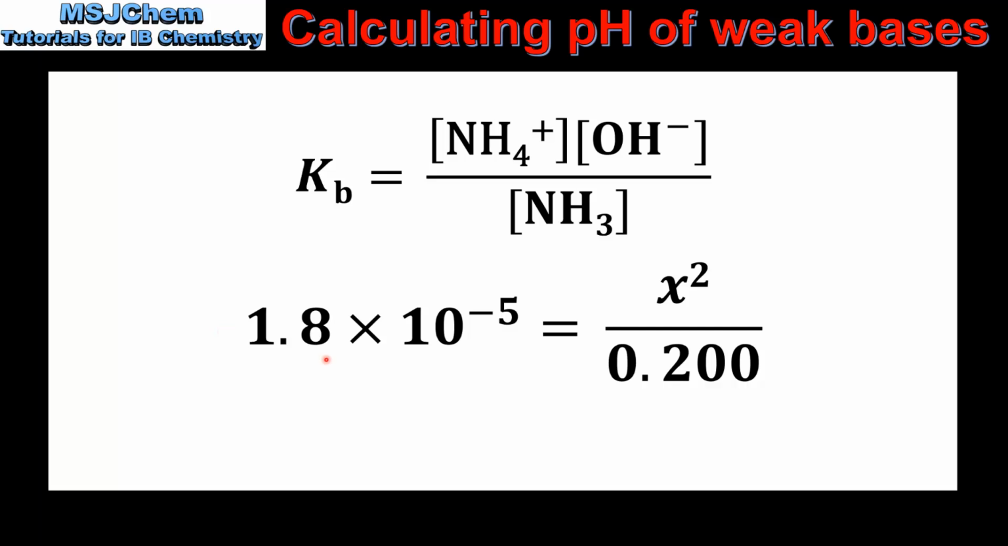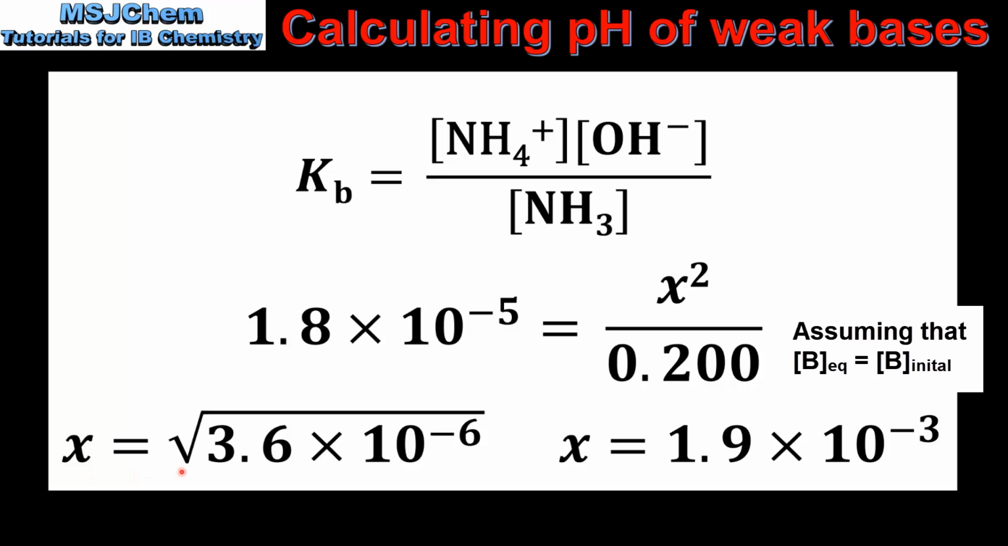So the Kb of ammonia is 1.8 times 10 to the negative 5. X squared is the concentration of the ammonium ions multiplied by the concentration of the hydroxide ions. And 0.2 is the equilibrium concentration of the ammonia. So X is equal to the square root of 3.6 times 10 to the negative 6. This gives us a value of X of 1.9 times 10 to the negative 3.